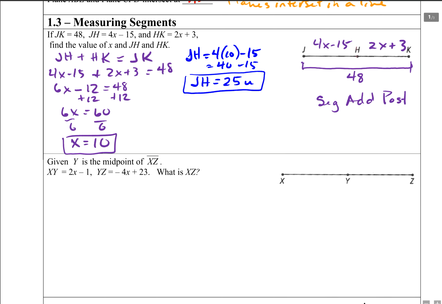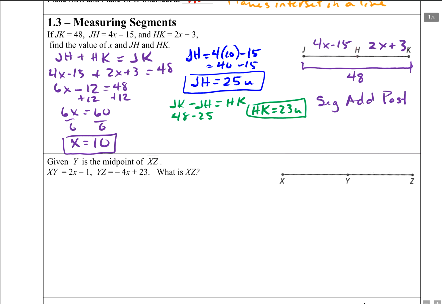And the length of HK, now there's a couple ways I could do this. I know that the total length is 48. So I could do JK minus JH, which would equal HK, right? So 48 minus 25 would give me the length of HK is 23 units.